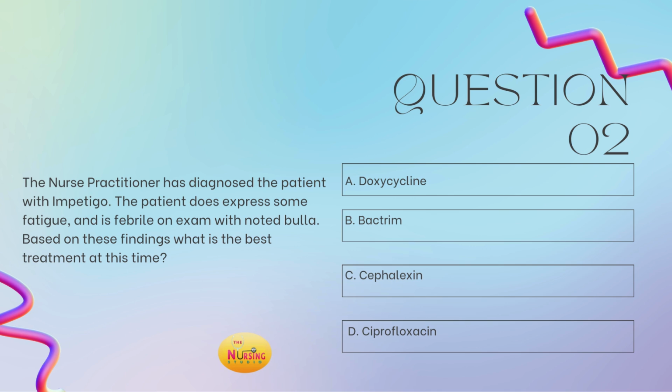So we start as the first line with the topical mupirocin. Now in this scenario, the patient does have fatigue, they have a fever, and they have blisters, right? So with this, you're going to also need to systemically treat. So we want to give the oral cephalexin, also known as Keflex, which is the first-line therapy of the oral antibiotics that you want to utilize if warranted for impetigo, okay?